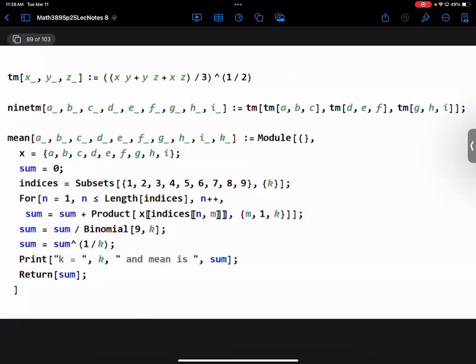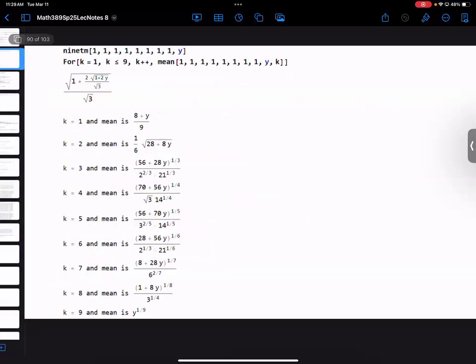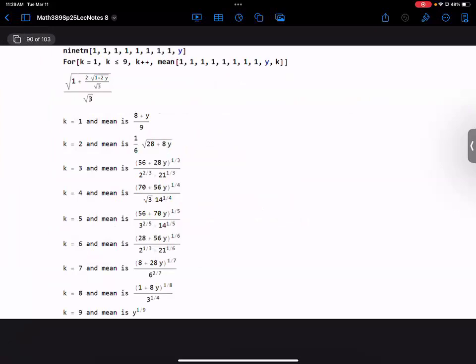And so here I actually wrote the code a little bit nicer. X is going to just be my numbers 1 through 9. I'm going to take a subset of them of a given length. The length will be K, and I'll just take X for those indices. And I'll just take the product, take the sum, divide by the binomial coefficient, take the appropriate root, and this will calculate all those. And if the triple mean of the triple means is going to be one of these means, then it has to be true for all values of inputs.